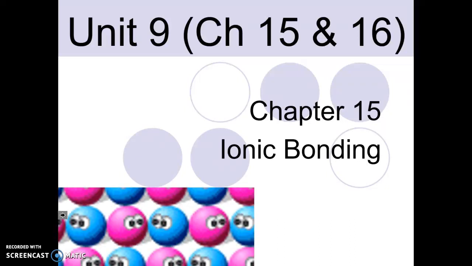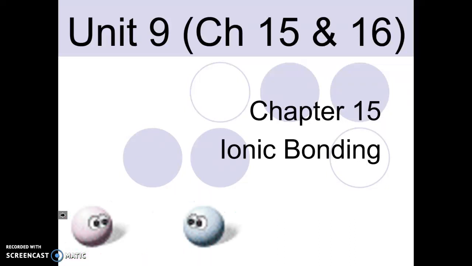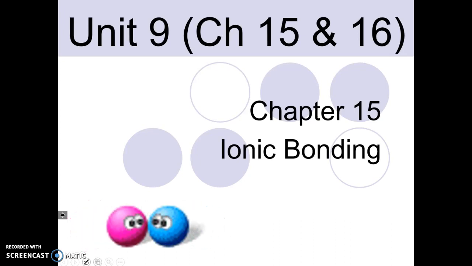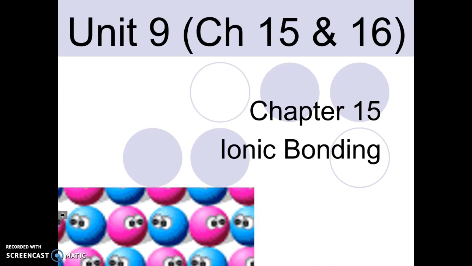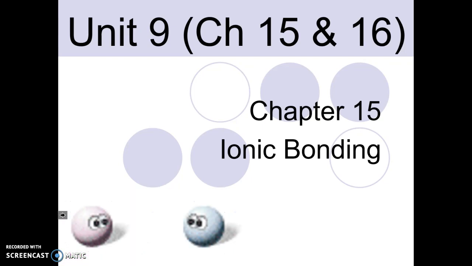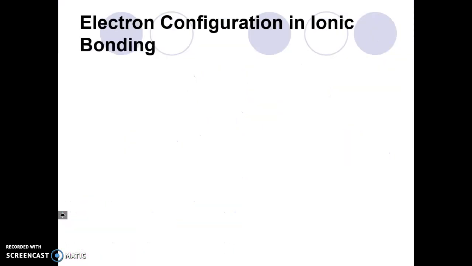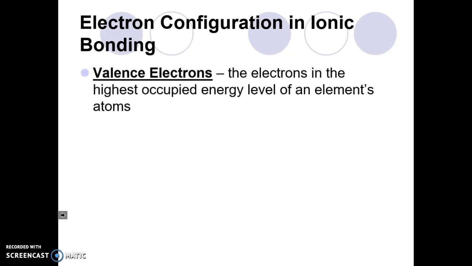Okay, this is Unit 9. We're talking about chemical bonding. The first thing we're going to talk about is ionic bonding, which is something that we've talked about before in the last semester, but we're going to go into the specifics of it here. Electron configurations in ionic bonding are going to allow us to explain how electrons go from one atom to another.